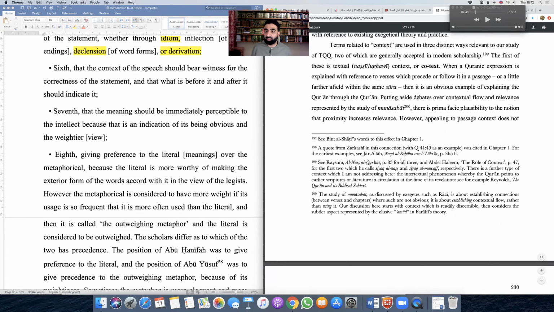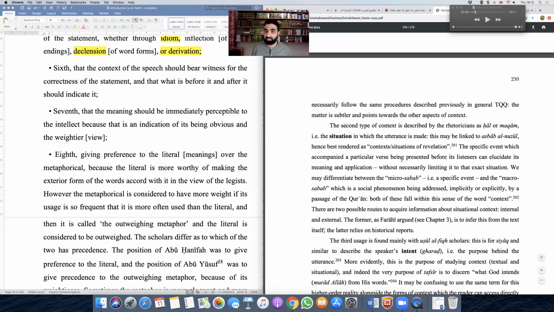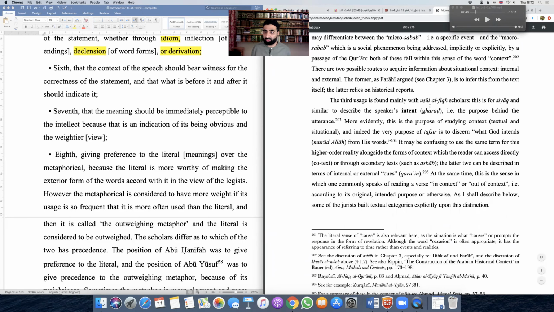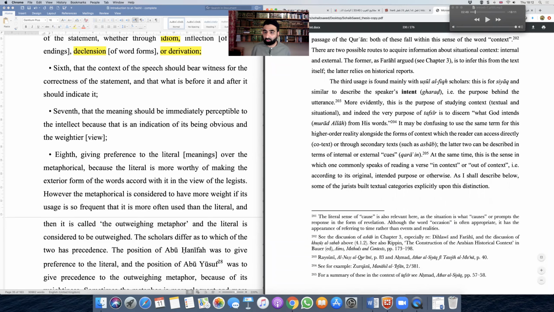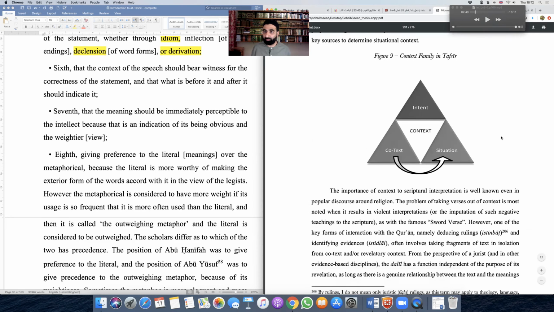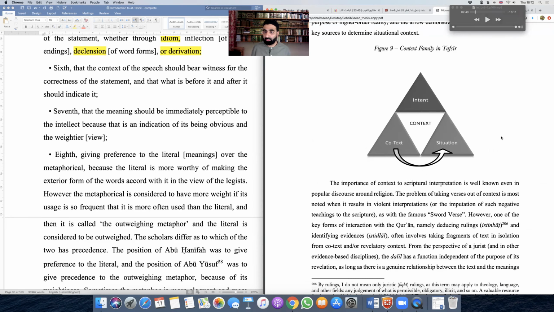So types of siyaq I talk about here: siyaq nassi, siyaq lughawi, which is the same thing, or siyaq, which is the gharad or the intent of the speaker, situational, and then this is what I call the context family in tafsir, right? So siyaq can be broader as well in terms of even the revelatory context is a kind of siyaq, right?